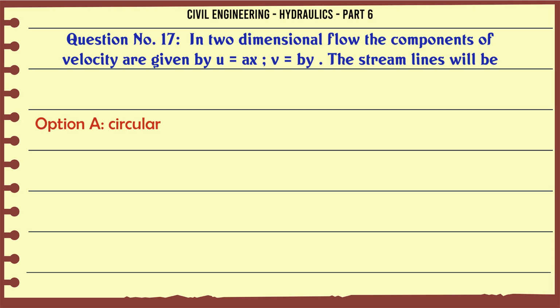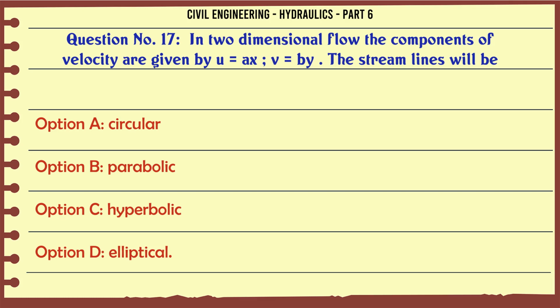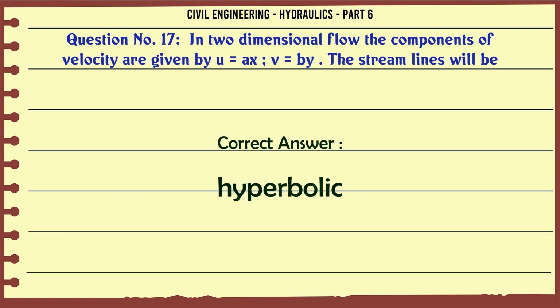In two-dimensional flow, the components of velocity are given by u = x, v = -y. The streamlines will be: A. Circular, B. Parabolic, C. Hyperbolic, D. Elliptical. The correct answer is hyperbolic.